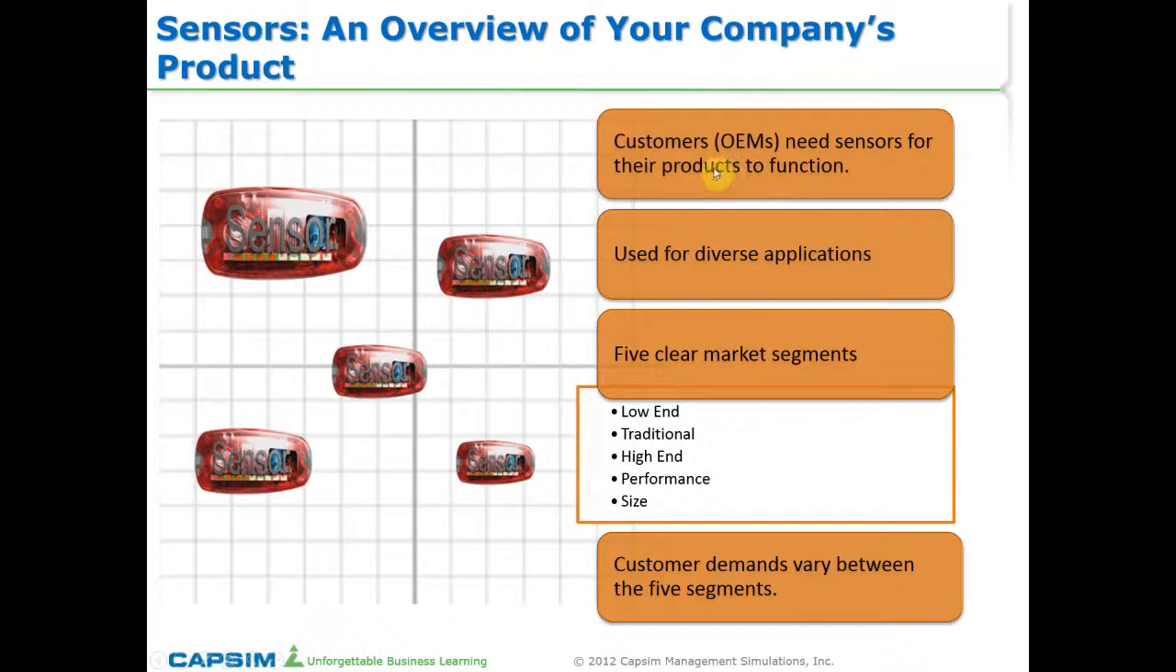Okay, so our customers, OEMs or original equipment manufacturers, need sensors for their products, right? Used for diverse applications. So these could be the things that are in thermostats or cars or any kinds of different things, right? There's 5 clear market segments: low, traditional, high, performance, and size. And customer demands vary between the 5 segments.